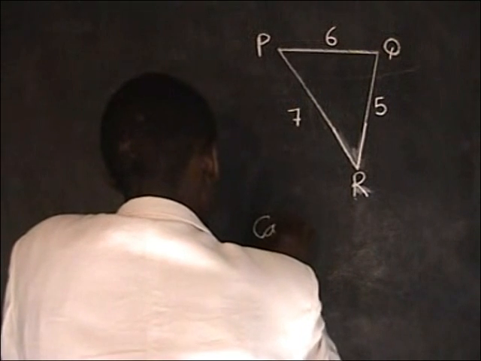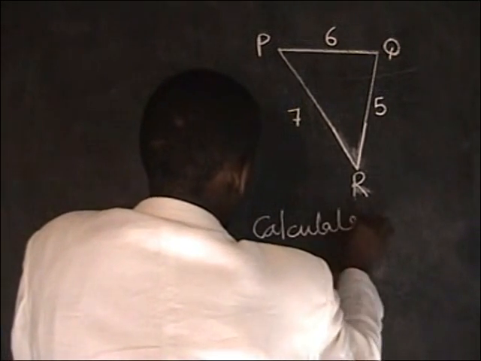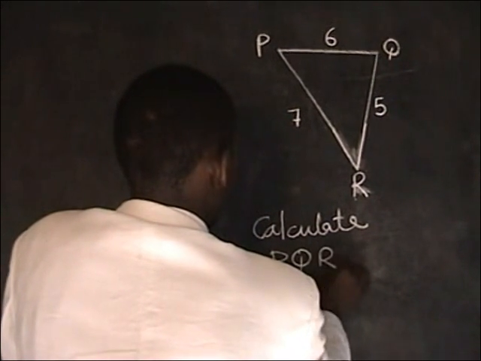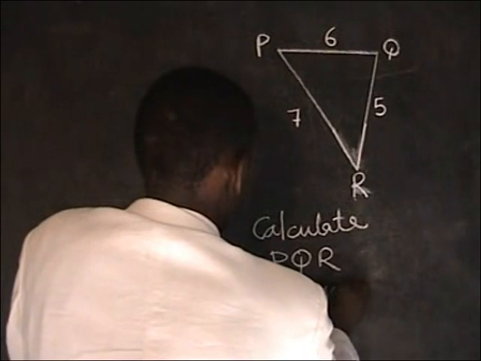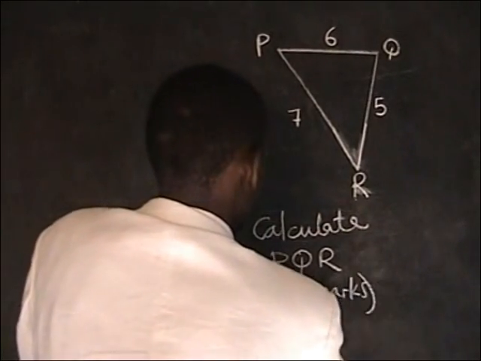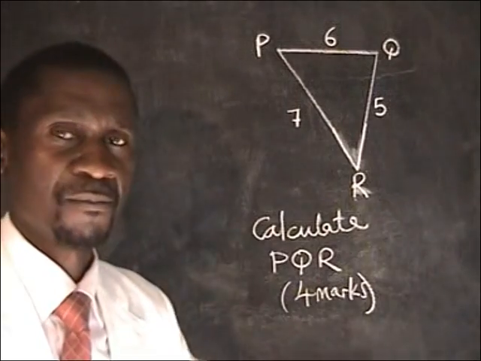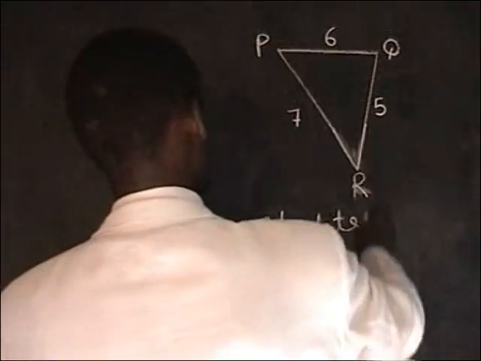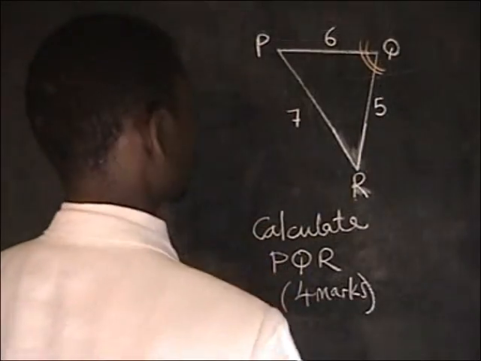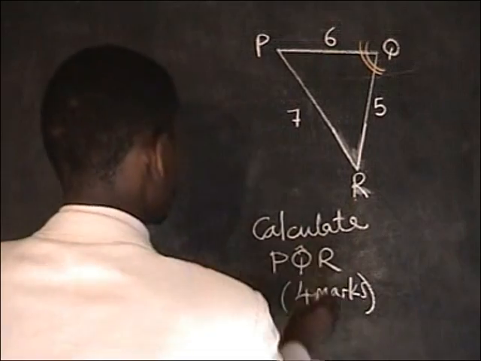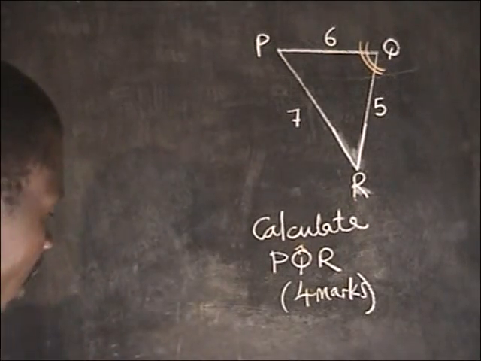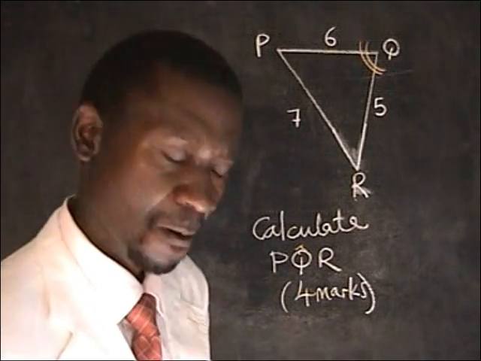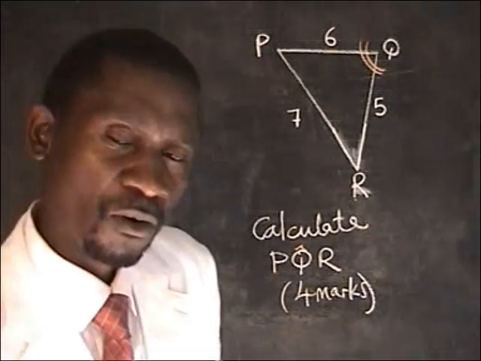So for instance, let's assume that we are told to calculate the angle PQR, and this is 4 marks. How can PQR be calculated? PQR means that the angle to be found is the one at Q, according to the question. So without wasting much of your time, what you have to do is to mark this triangle for yourself.